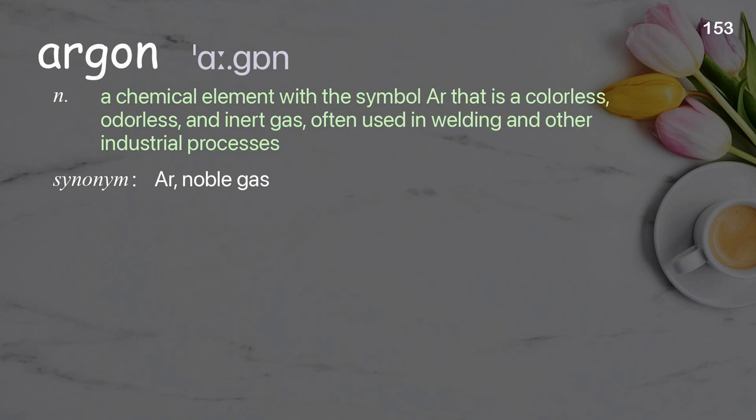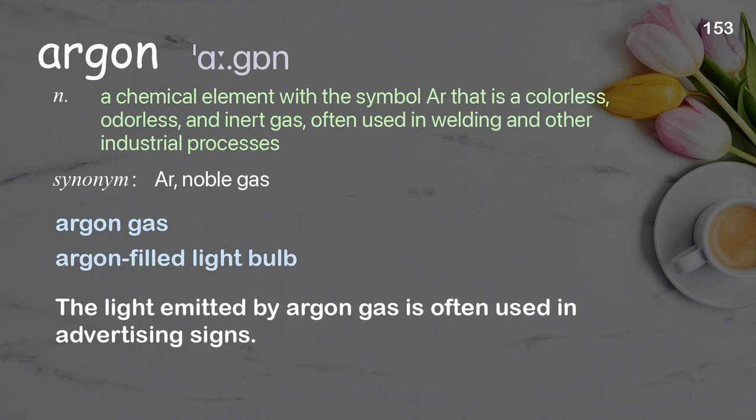Argon. A chemical element with the symbol Ar that is a colorless, odorless, and inert gas, often used in welding and other industrial processes. Examples: argon gas, argon-filled light bulb. The light emitted by argon gas is often used in advertising signs.